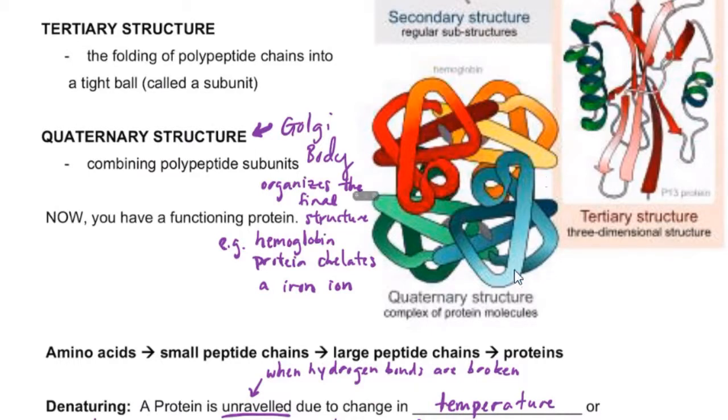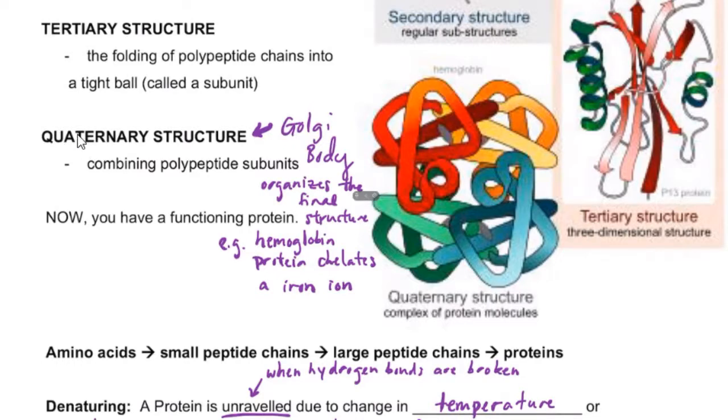So once all the subunits are in place and you have all the other modifications done, which is usually done by the Golgi body, it's going to organize your final structure. Then now you've finally got, after quaternary structure, a protein. Before, you've just had a peptide. Please make sure you know how to spell quaternary. It's not quarter, it's quater.